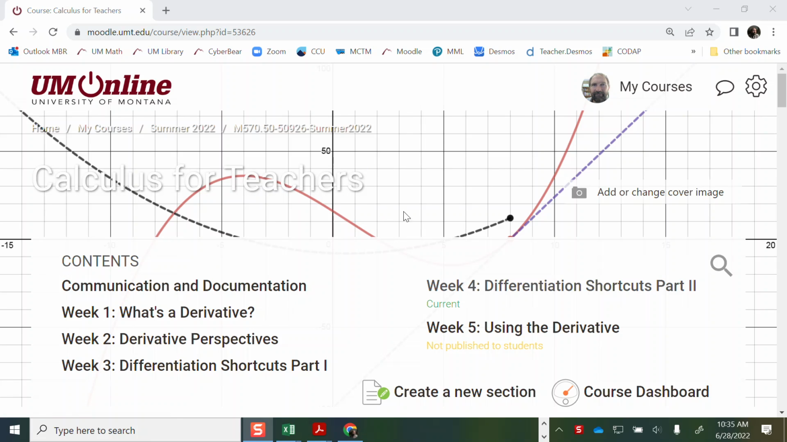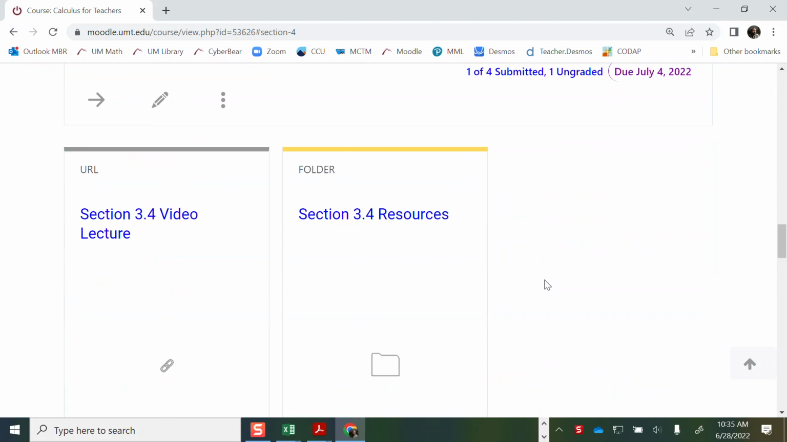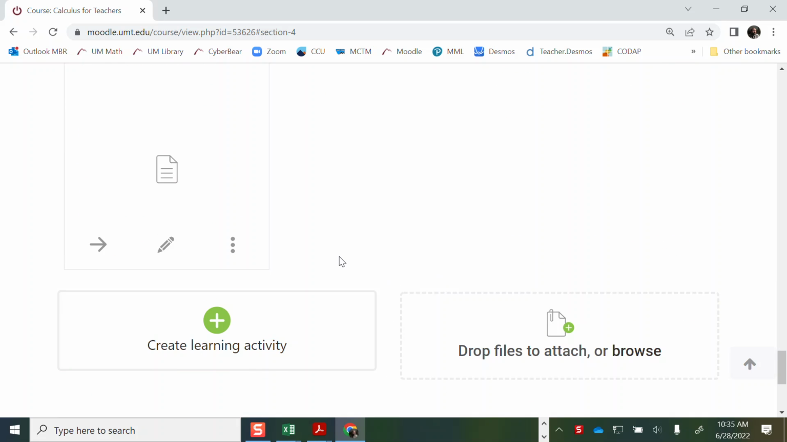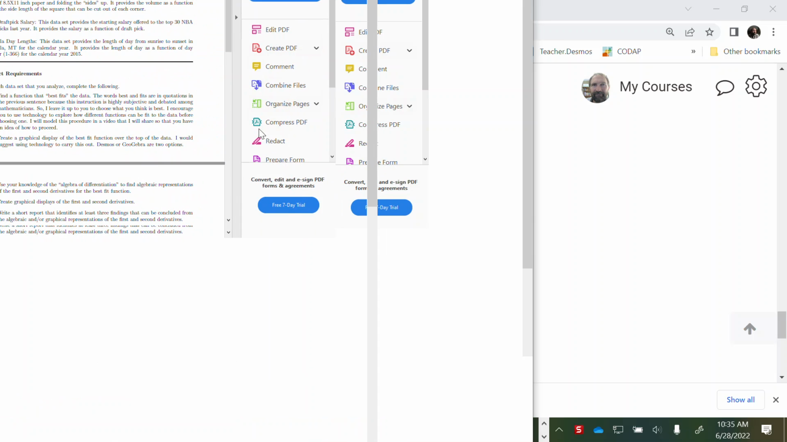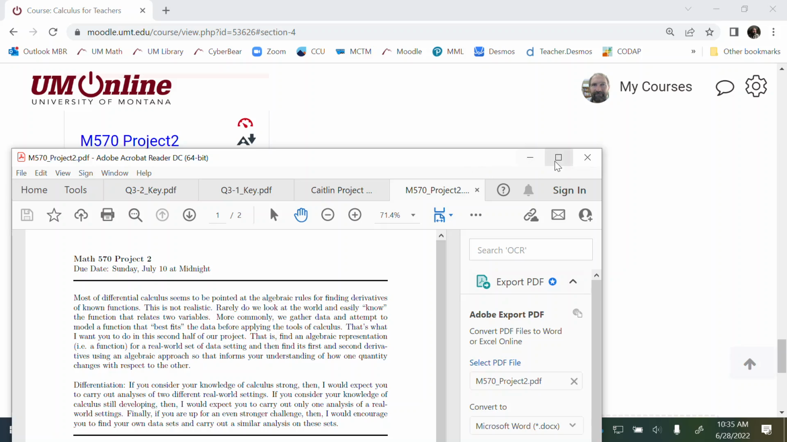So the first thing you need to know is where can I find a statement of the project? And of course that's in week 4 at the bottom of the page. If I scroll down here to the bottom, you'll see a PDF that states the project. Here it is, Project 2, downloading. I'll open it up, pull it into my window here, and take a quick look at it.